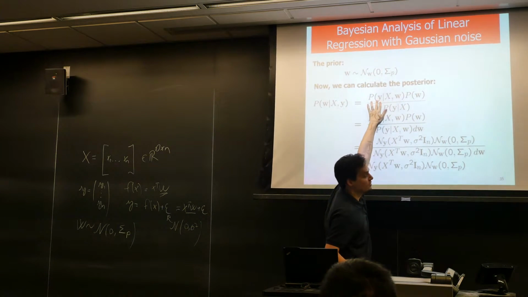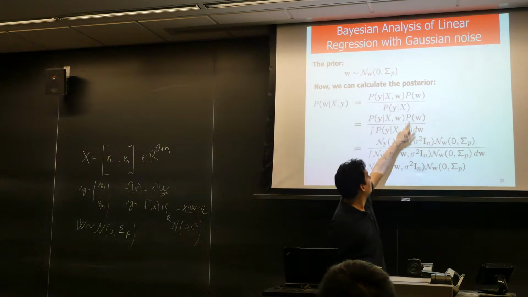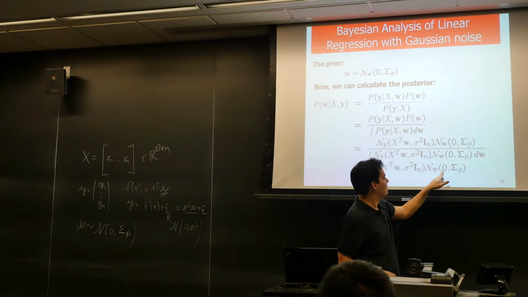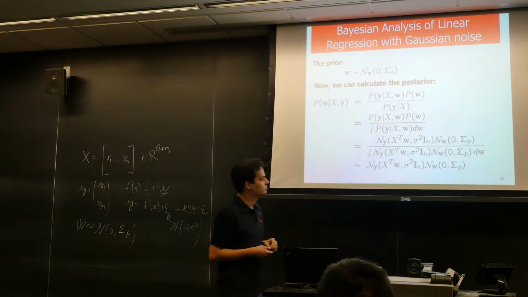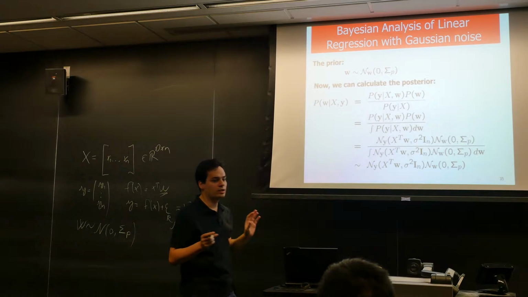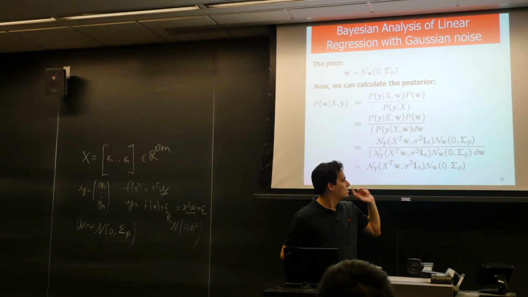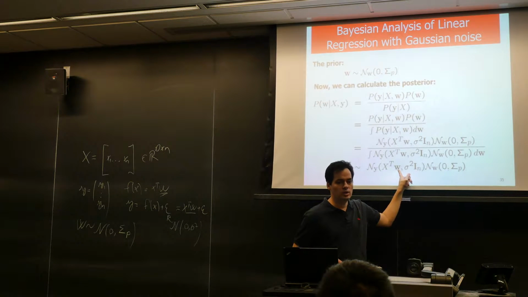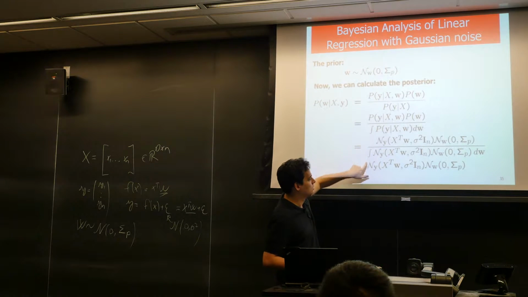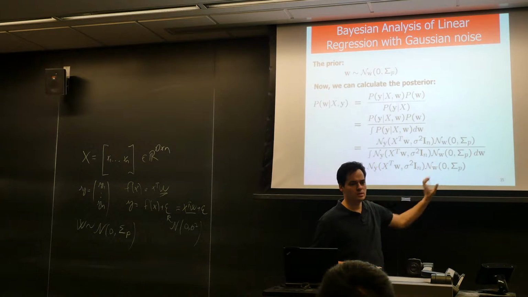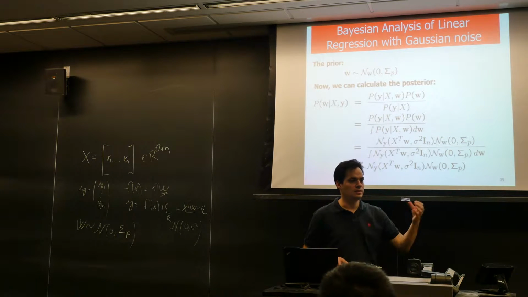We already calculated this term, that's this Gaussian distribution. And on this term, we assume it's a Gaussian with 0 mean, covariance matrix sigma. Okay, so here is my question. If you look at this, what kind of distribution will it be in w? This is a distribution in w. We can see that it's a product of two Gaussians. What kind of distribution is it in w?